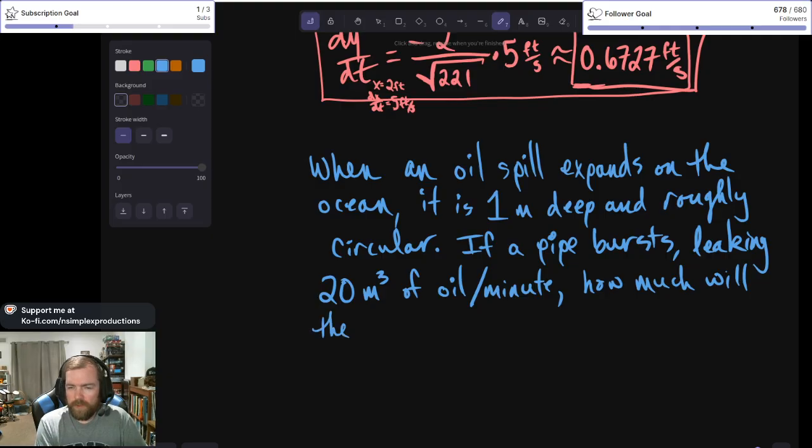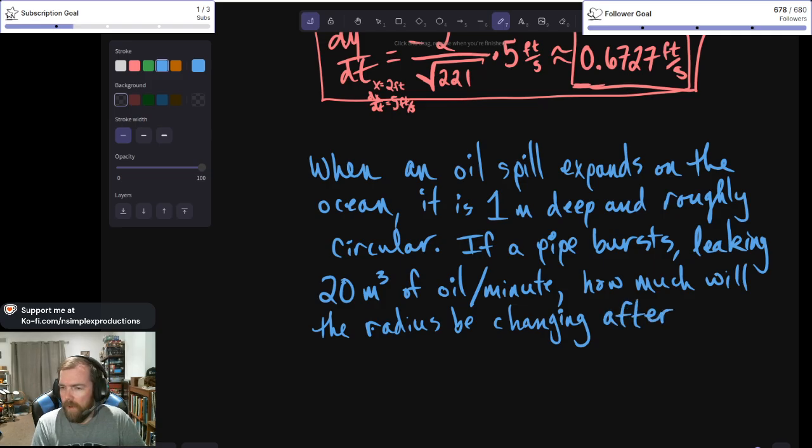How much will the radius be changing after 2 hours? Okay.